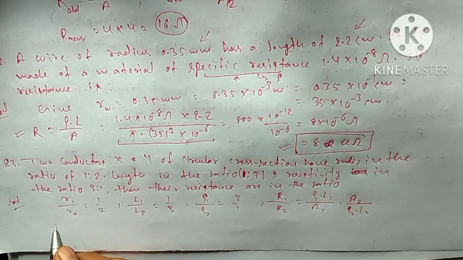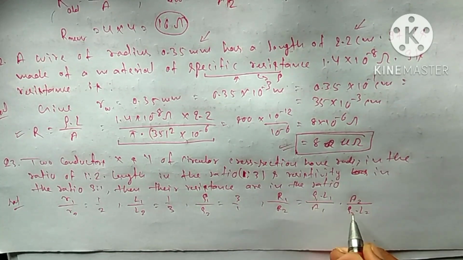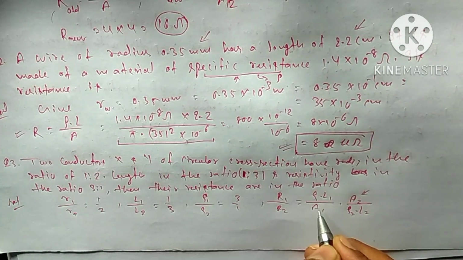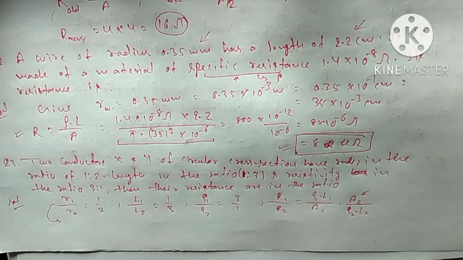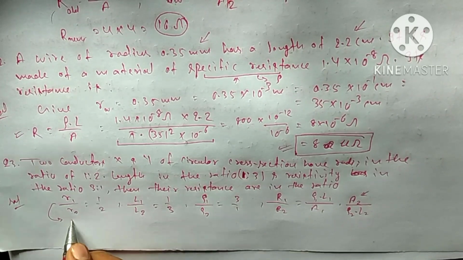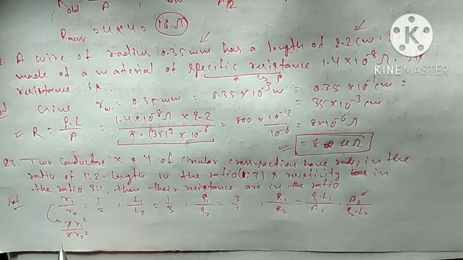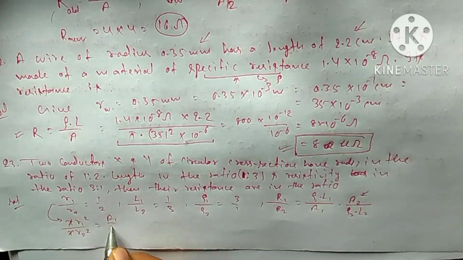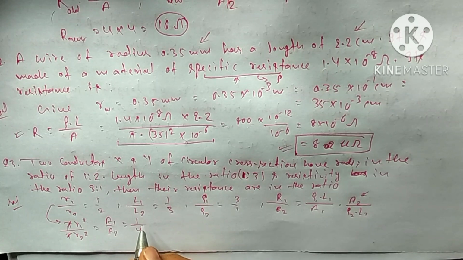So here we are given L1 by L2 and rho 1 by rho 2, but not A1 by A2. So we can find A1 by A2 from the given data. A1 by A2 means what? Pi R1 square divided by pi R2 square. Pi cancels with pi. So R1 square means 1k square, and R2 square is 2k square, that means 4. The final value of A1 by A2 is 1 by 4.